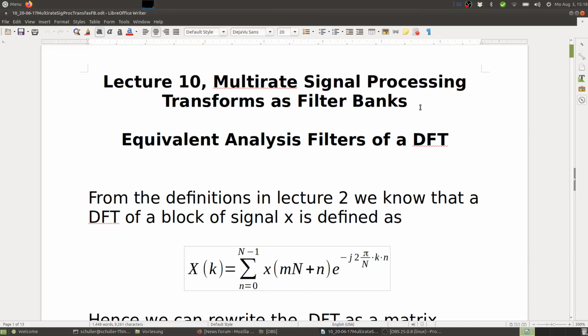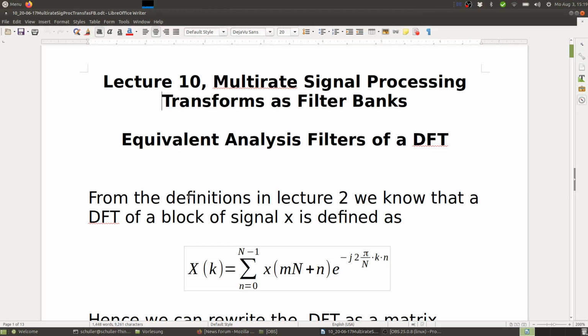Hi everybody, welcome back to Multirate Signal Processing, this time about transforms as filter banks. So let's start with equivalent analysis filters for a DFT. Last time we saw that the DFT as block processing is convenient for fast implementation and also perfect reconstruction. And here we will see that we can also interpret it as a filter bank indeed.